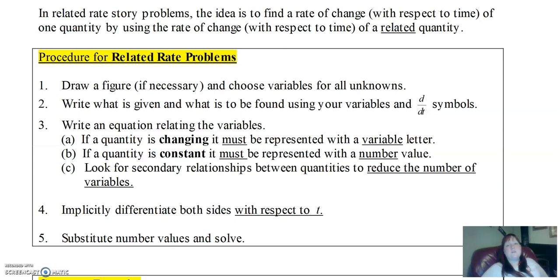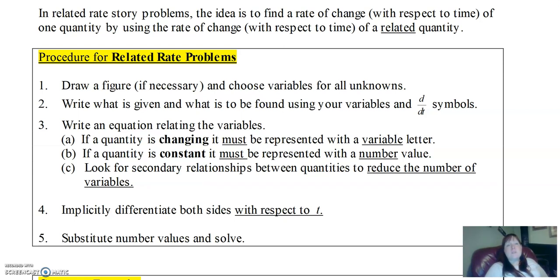So those kinds of things would need a variable. So, V, R, and H. If the quantity is a constant, it must be represented with a number value. Like in our equation for volume, pi over 3 never changes, so it would just be a number value. If something is not changing, it's a constant. If something is changing, it's a variable. Then sometimes you're going to look for secondary relationships between quantities to reduce the number of variables.